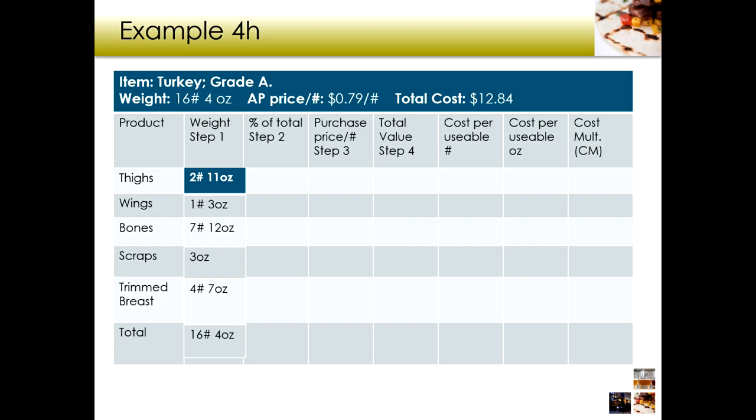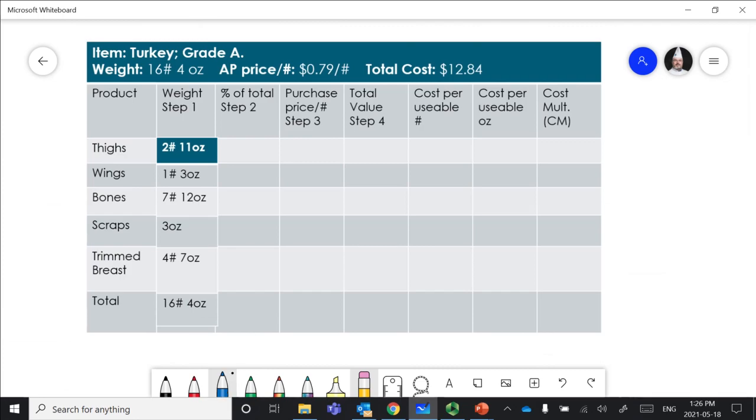All of those added up weigh 16 pounds 4 ounces, or what our turkey started out with, right? If you look at the screen here, each one of these added up matches our weight up here, right? So that's our check. Did we miss something? Did we drop something on the floor, right? That's step one. We cut up the turkey or whatever meat we're doing, and we figure out what's usable and what's not.